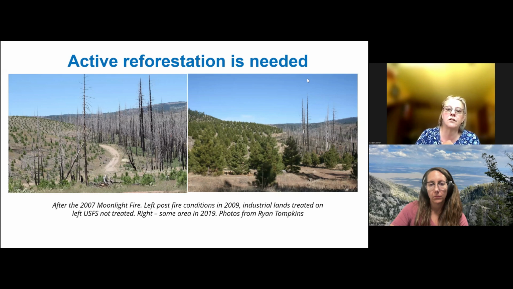And you can see 10 years later, there's not really a forest starting. That's not to say that the industrial timber model is our model for private forest landowners, but it's just to help visualize that active reforestation does return to a treed landscape much more quickly than not doing anything.